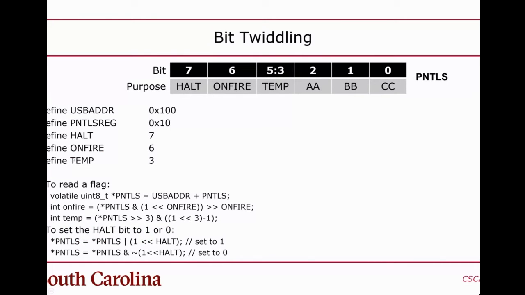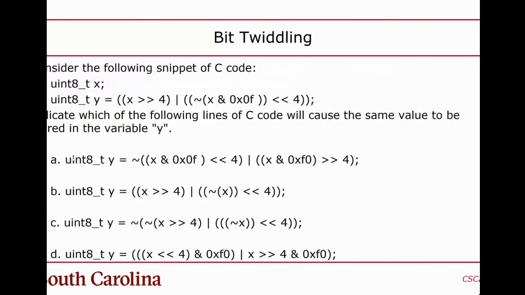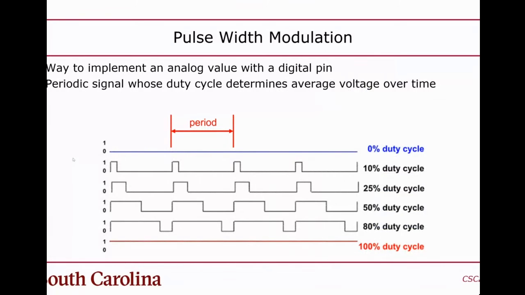Okay, and then I gave some examples, here's a specific register value with bit fields and how to read and write into them. And then we went through some examples. I'm going to go through these pretty quickly. If you have any questions about these examples, though, let me know, and I can talk about them in detail.